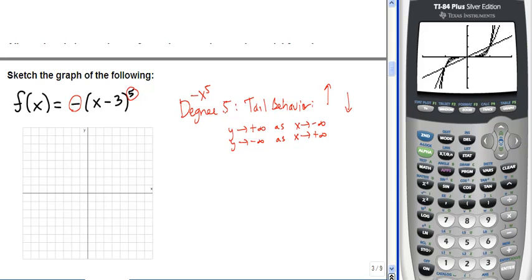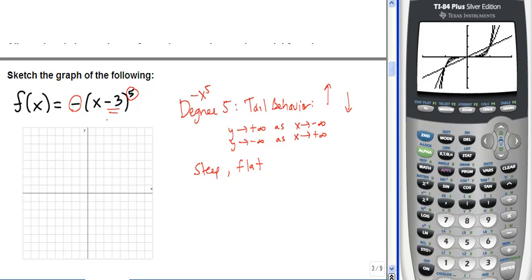Because it was degree 5, we also know that it's going to be fairly steep, and it's also going to be a little flat as well. But this time it's not going to be flat around the origin, because we do have this minus 3 inside of our parentheses. So instead of going through the origin, we are now going to have a horizontal shift going on, because that's what a minus 3 inside the parentheses next to the x tells us to do.